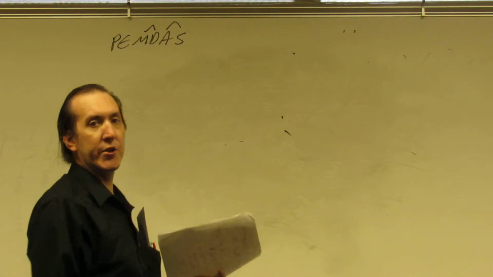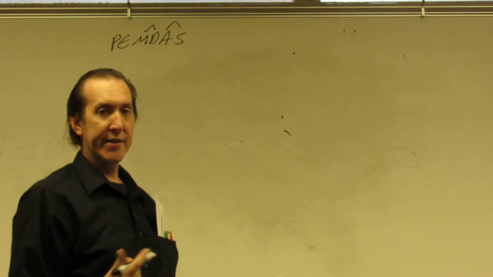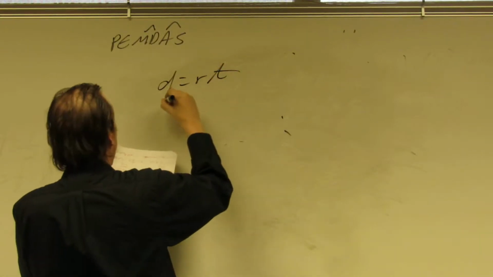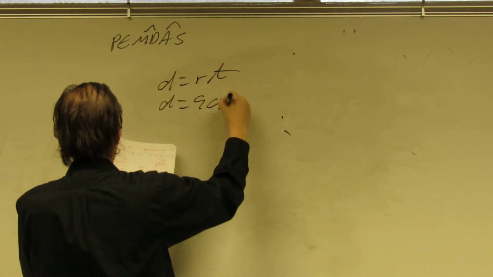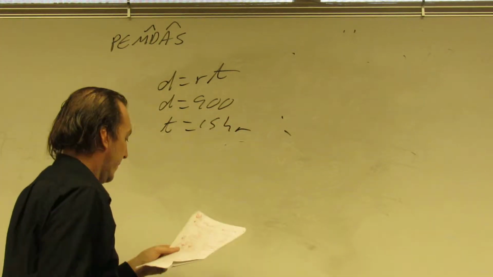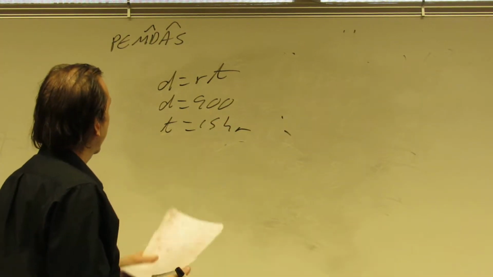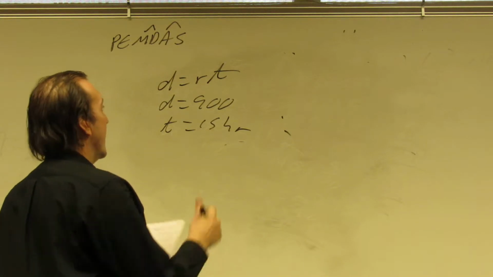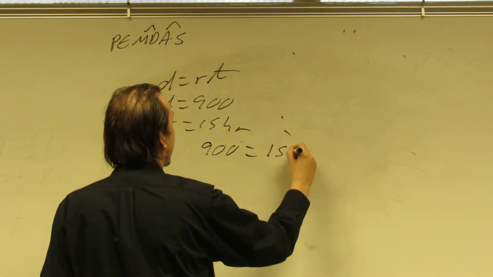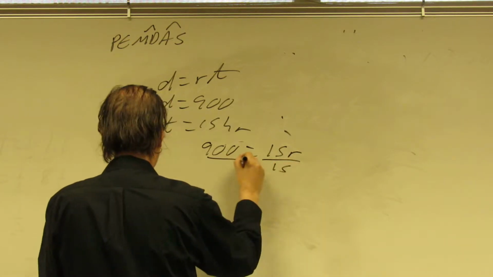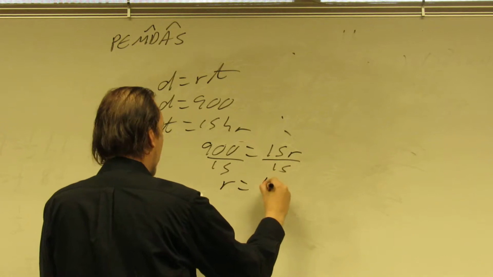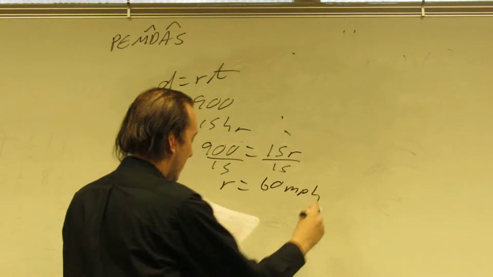Then we're going to have a question that is the distance equals rate times time. And they're going to give you distance equals 900. Time is 15 hours. So we're going to have to find the rate. So it's going to be 900 equals 15 times R. Divide both sides by 15. R is going to equal 60 miles per hour.